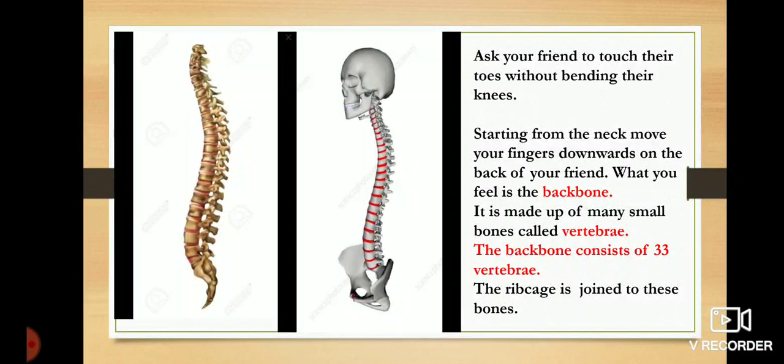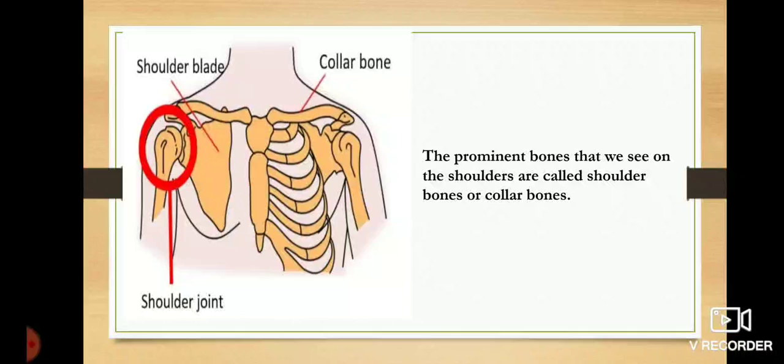Then how many vertebrae are there? The backbone consists of 33 vertebrae. The rib cage is joined to these backbones. Next prominent bone is the shoulder bone. The prominent bones that we see on the shoulders are called shoulder bones or collar bones. And the name for the shoulder bone is collar bone.